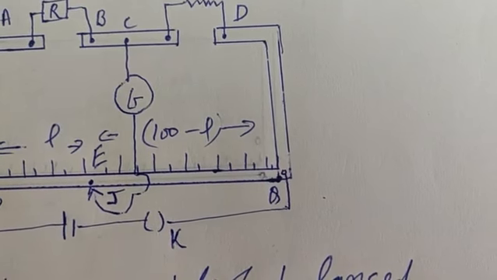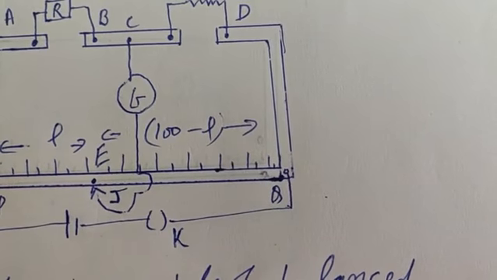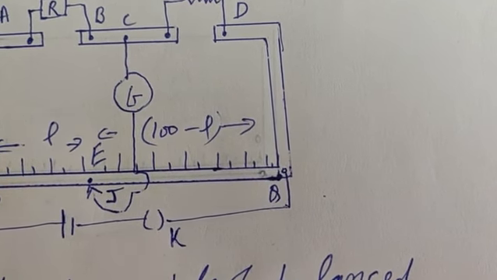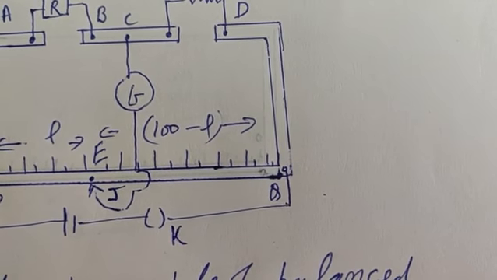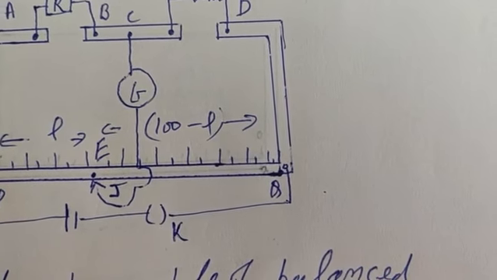And on both sides, there will be divisions, generally 0 to 30. The reason is we do not know in which direction the current is flowing. So 0 will be at the center. We do not know which terminal will be positive and which one will be negative. Due to that reason, 0 is kept at the center.